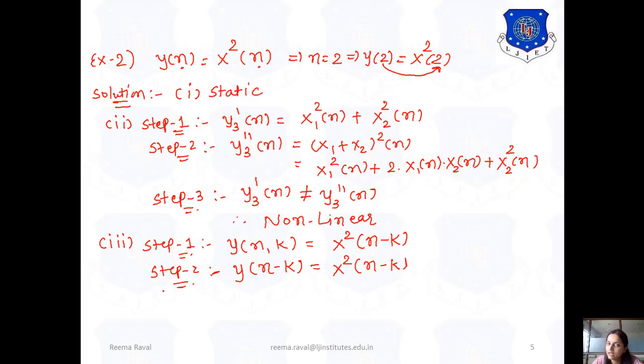So both of these are equal. That means step 3 is y of n comma k equals y of n minus k. So the system is what? The system is time invariant.